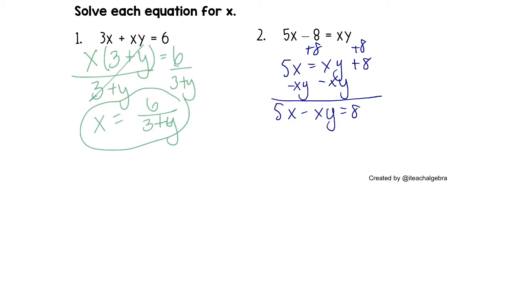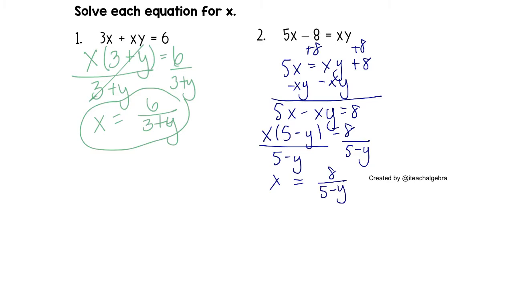Just like we did before, I want to factor x out because both of these terms have an x. If I have 5x and I take x away, I'm left with 5. Minus xy, and I take x away, I'm left with minus y, equals 8. To get x alone, I have to divide both sides by 5 minus y. And I've got x equals 8 divided by 5 minus y.